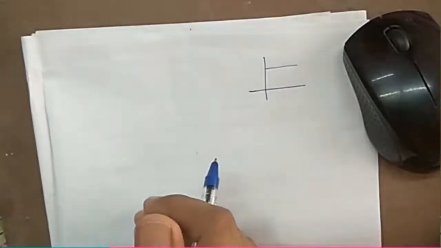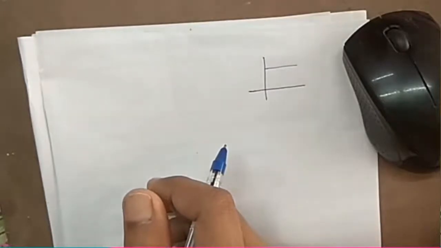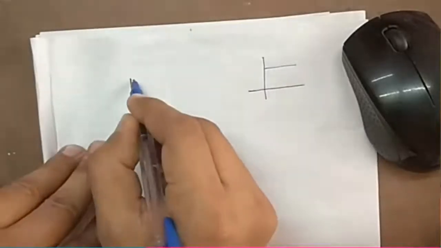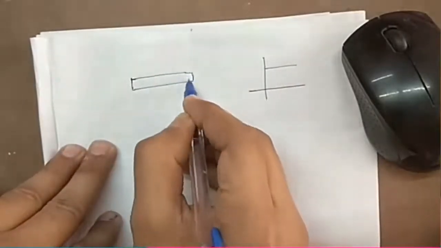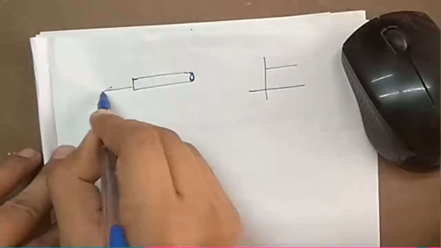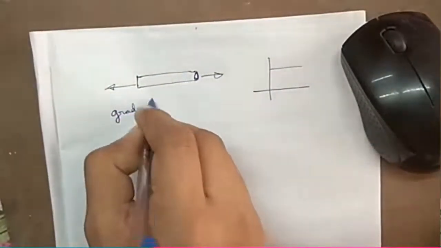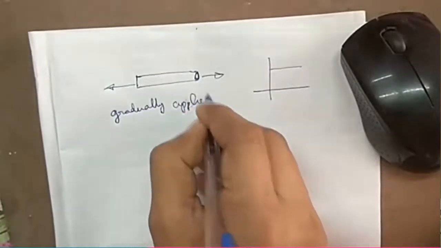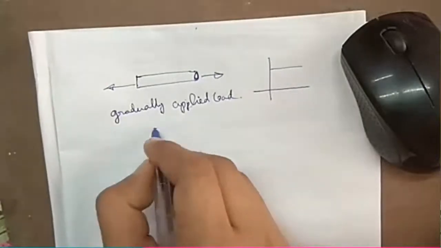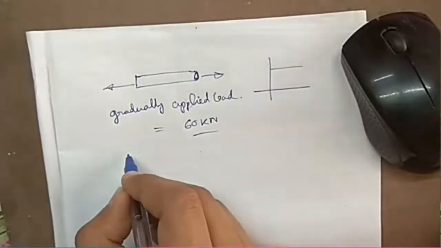A tensile load of 60 kilonewton is gradually applied to a circular bar of 4 centimeter diameter, 5 meter long. Okay, let me draw this. This is a circular bar under tensile loading. Gradually applied load value is 60 kilonewton, and this diameter is given.